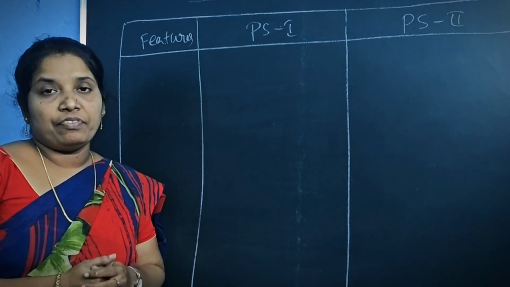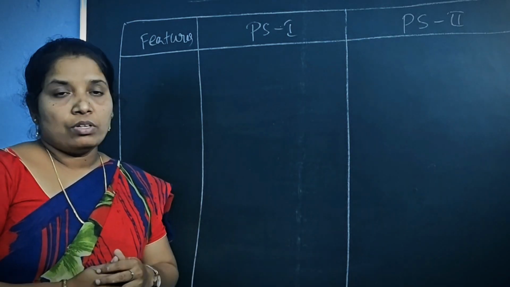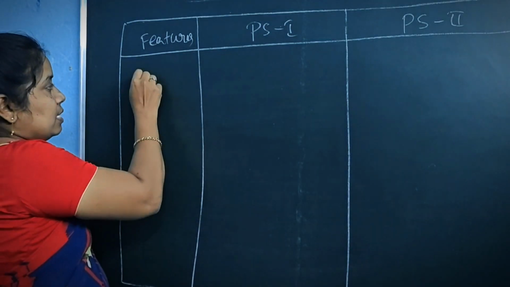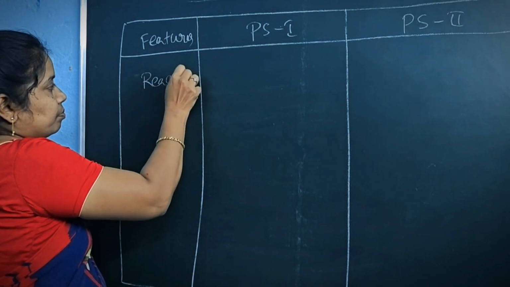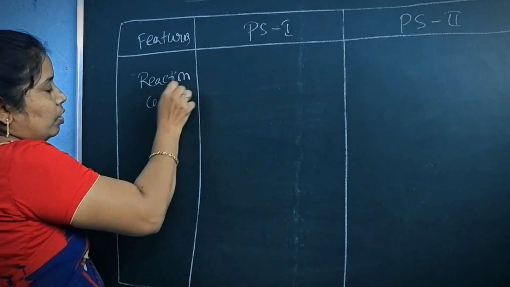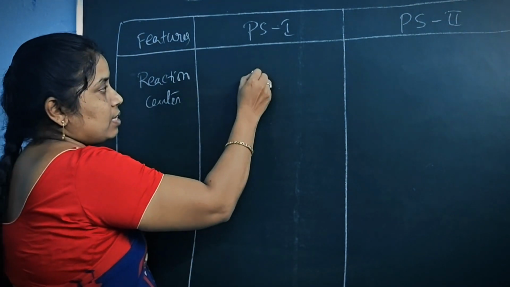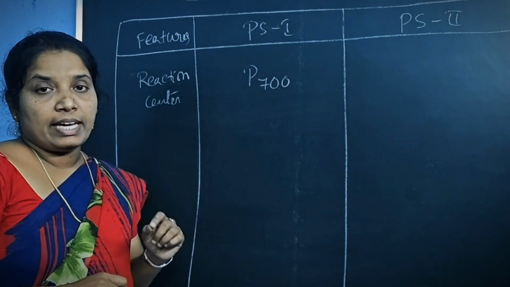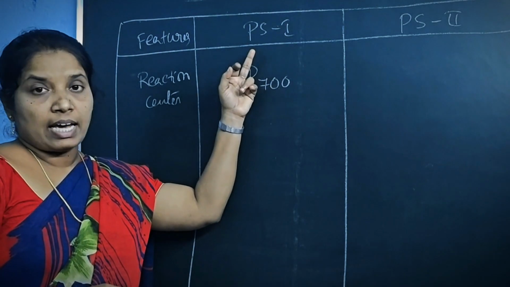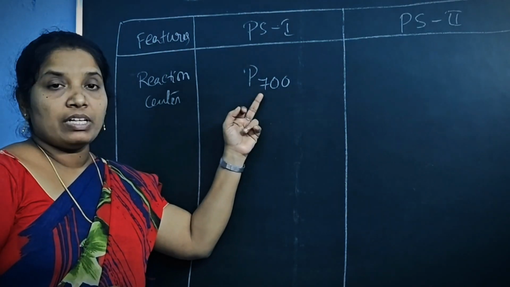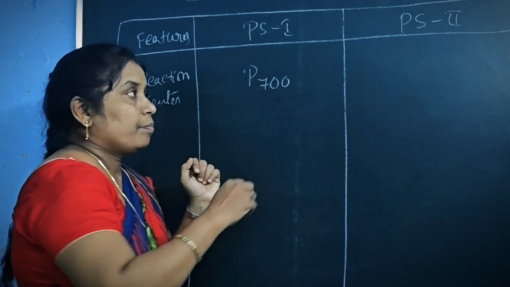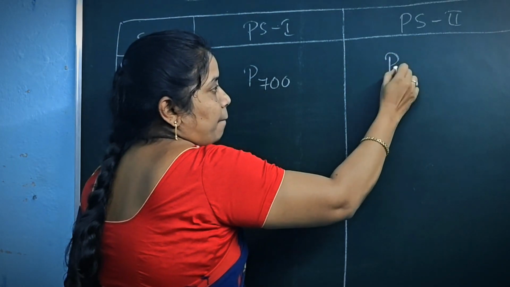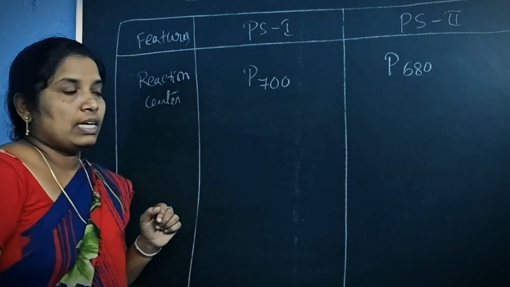So let's see the differences between PS1 and PS2. Let's see the features and the differences between PS1 and PS2. Reaction center. In the case of PS1, the reaction center is P700. That means chlorophyll a of PS1 in the reaction center absorbs the wavelength of 700 nanometers. In the case of PS2, the reaction center is P680. So that is the first difference.